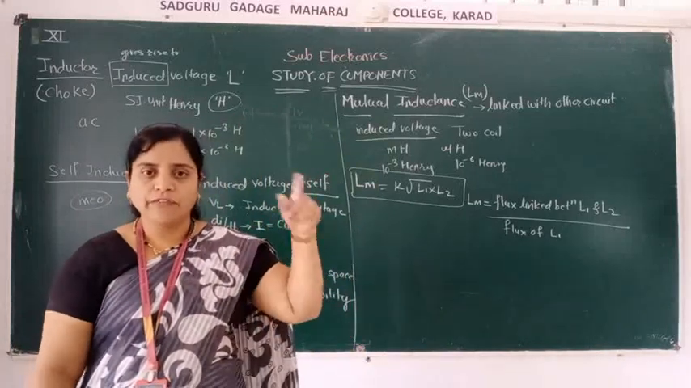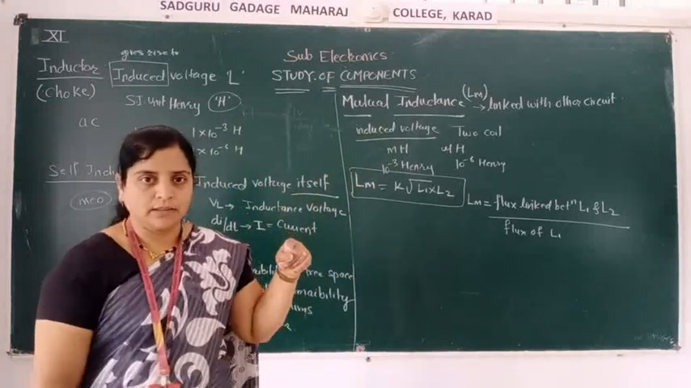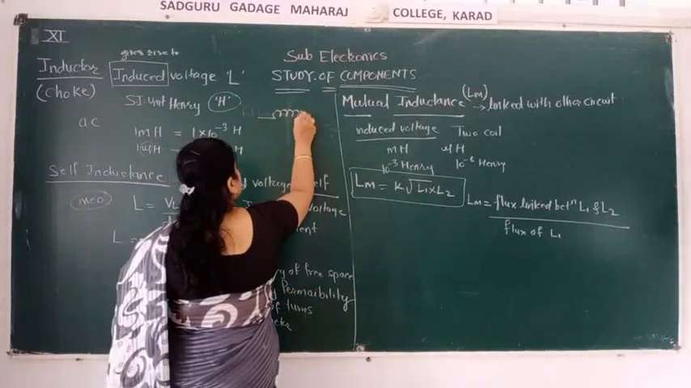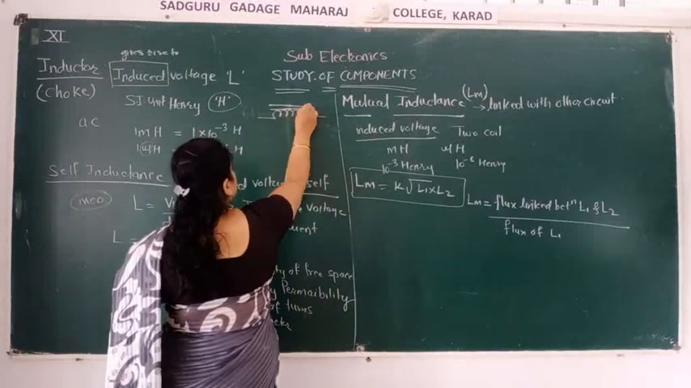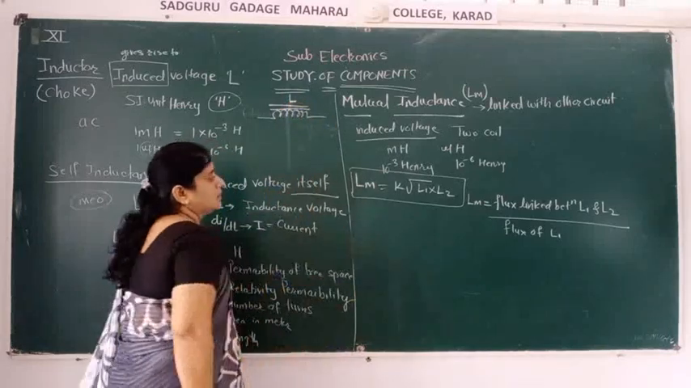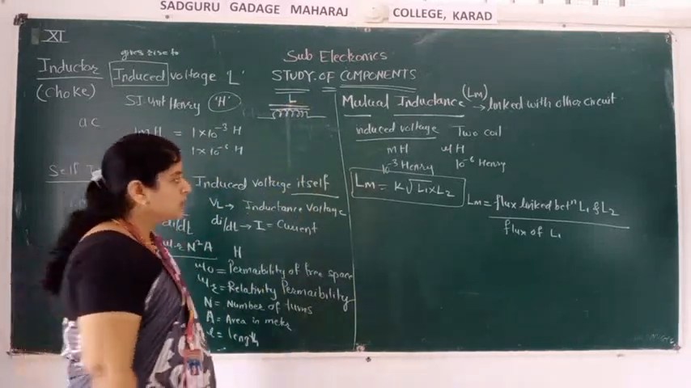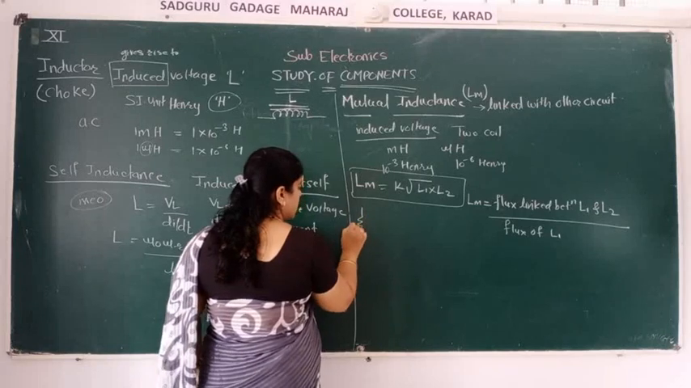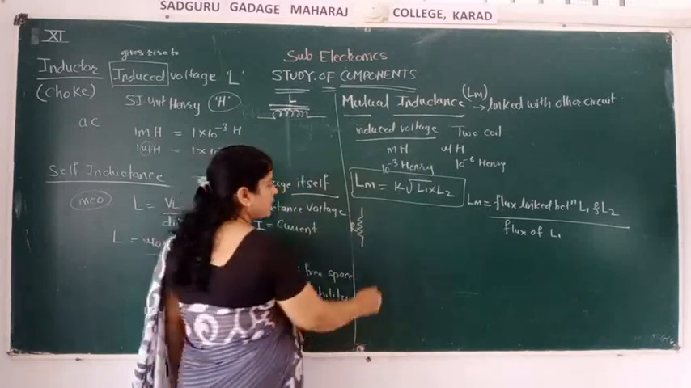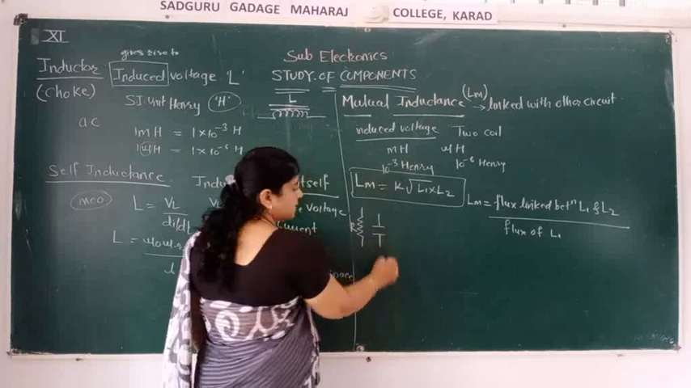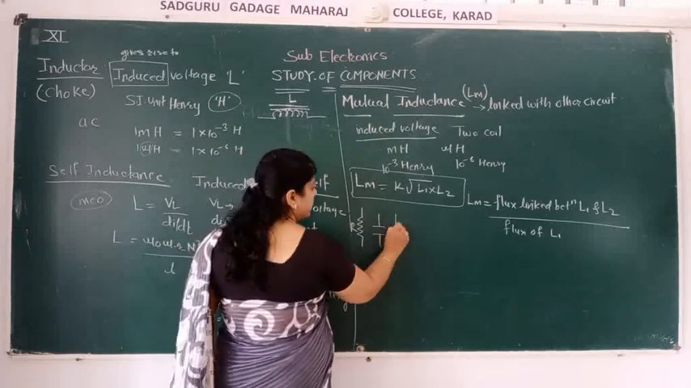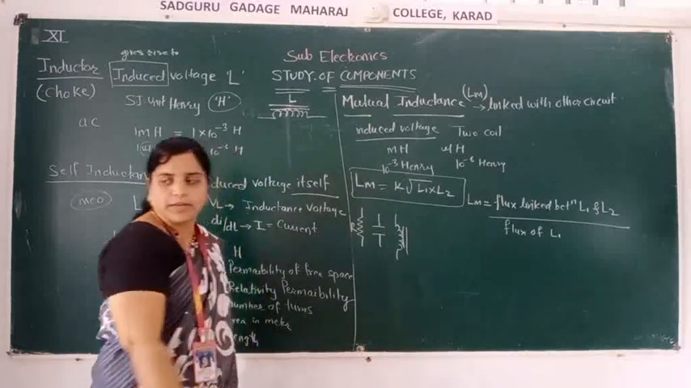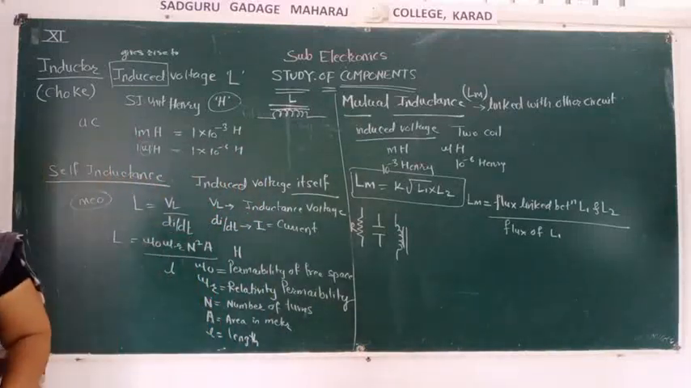When the lines of flux are there in the inductor, the symbol of the inductor is like this, this is L. The symbol of a resistor is like this, that is R. The symbol of a capacitor is like this, and the symbol of an inductor is like this. This is the symbol of the inductor.